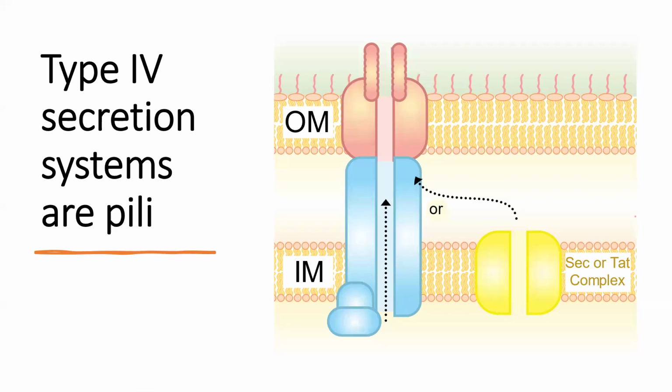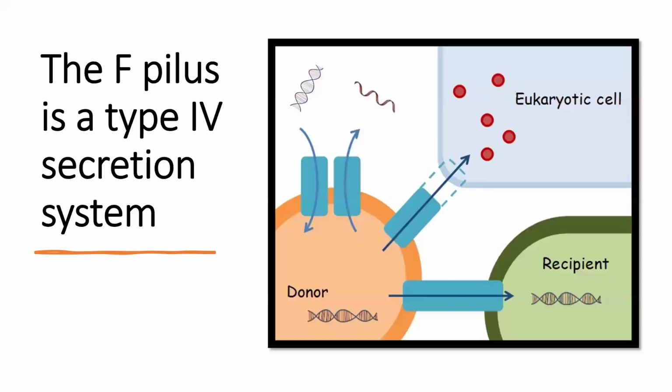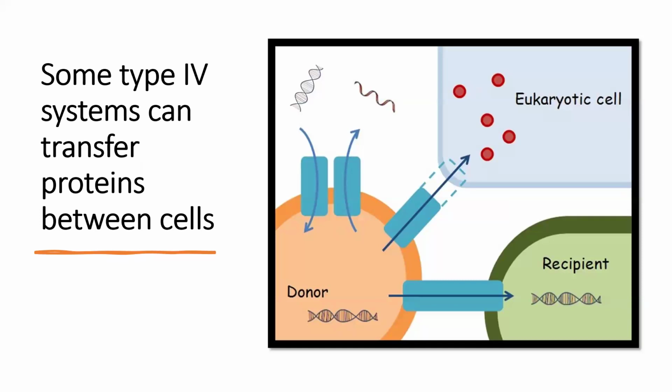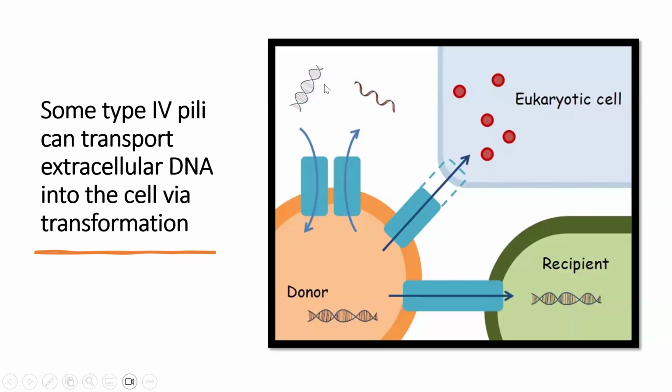You have type 4 secretion systems. They're a type of pili. The F pilus is one of the type 4 secretion systems, and we can see that used in multiple formats. It can be used to transfer proteins or genetic material between cells, which we see here. That's kind of what we see with the F pilus. It could also be used to transfer proteins into a host or into an organism that you're infecting. It can also be used to take up extracellular DNA or spit out DNA into the extracellular environment.